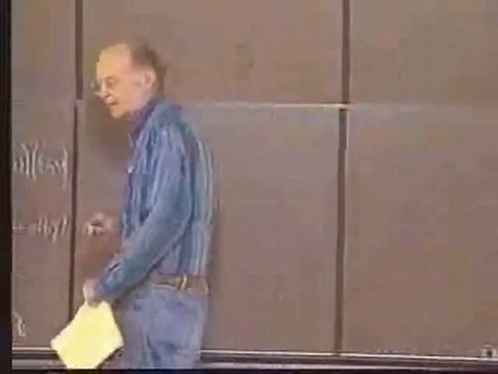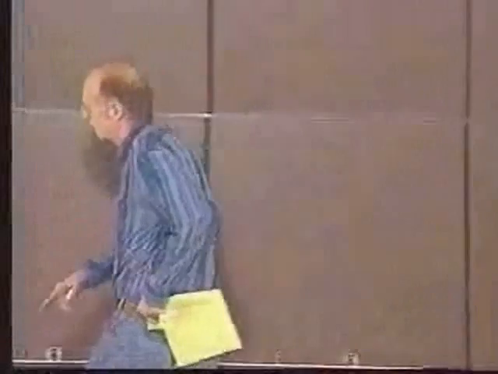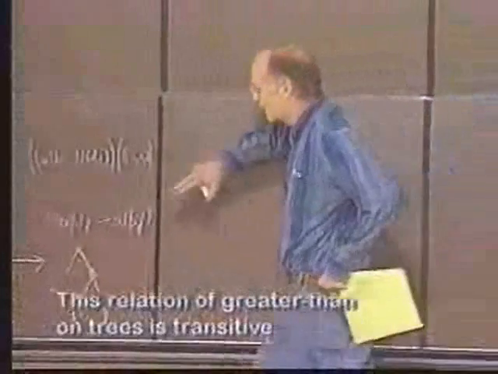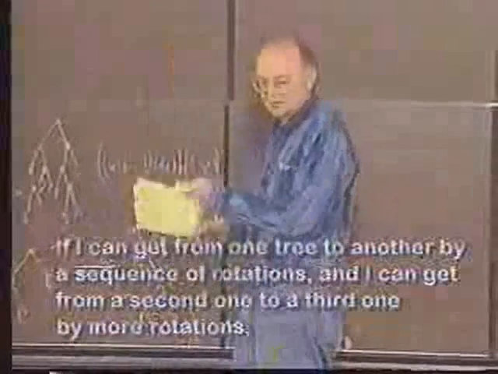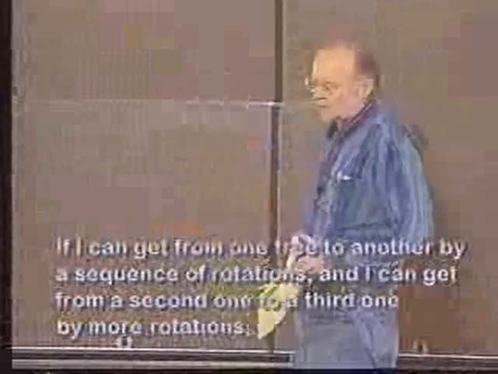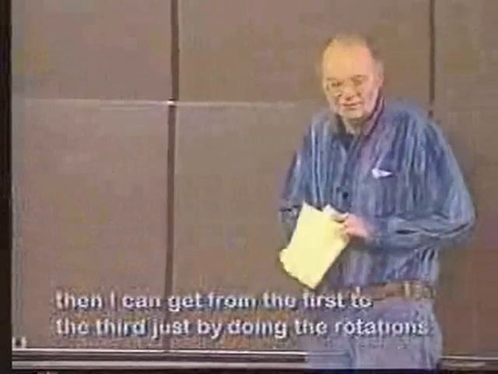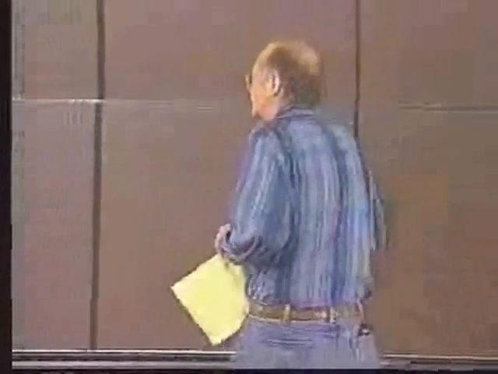So anything that's larger than T1 and T2 is also larger than or equal to T3. And conversely, anything larger or equal to T3 is larger than T1 and T2. It's clear that this relation of greater than on trees is transitive. If I can get from one tree to another by a sequence of rotations, and I can get from that second one to a third one by more rotations, then I can get from the first to the third just by continuing doing the rotations. So the interesting thing was, though, that there is actually a least element that's greater than or equal to both.